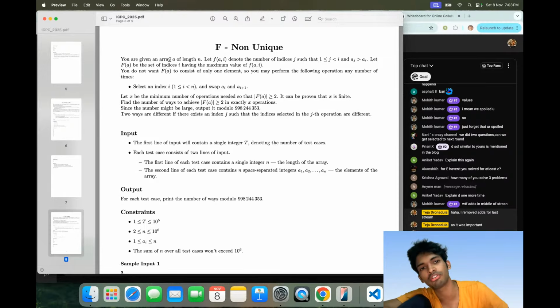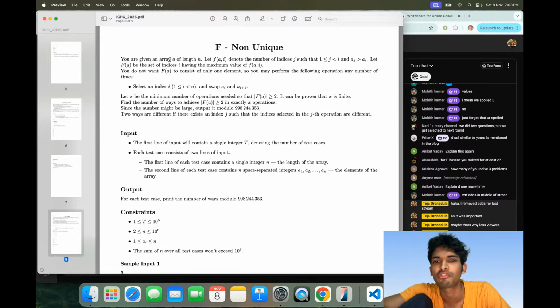You do not want F(a) to consist of only one element, so you may perform the following operation any number of times. Let x be the minimum number of operations needed so that the size of F(a) is not one. Why do they say any number of times and then say minimum number of operations needed?